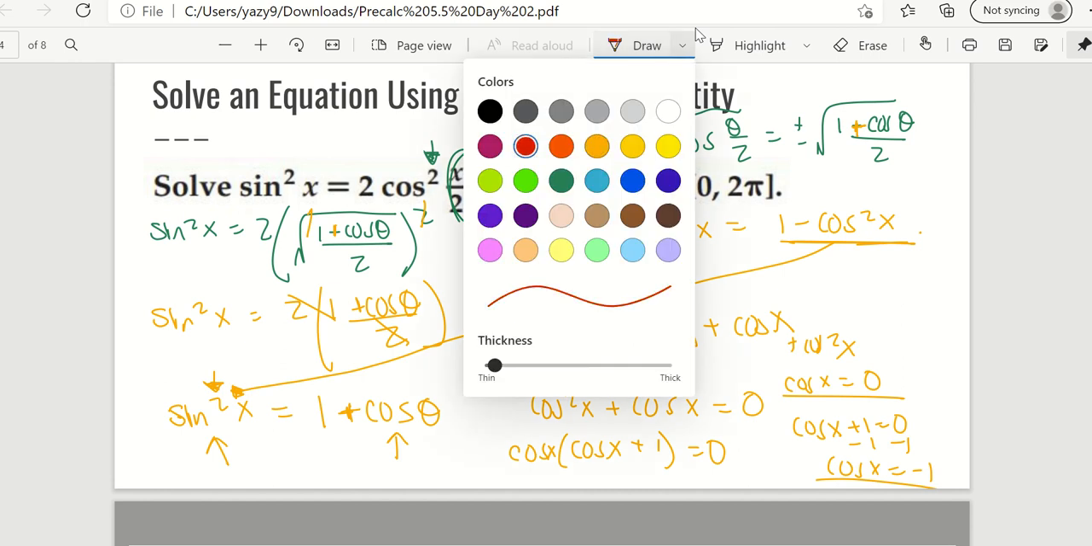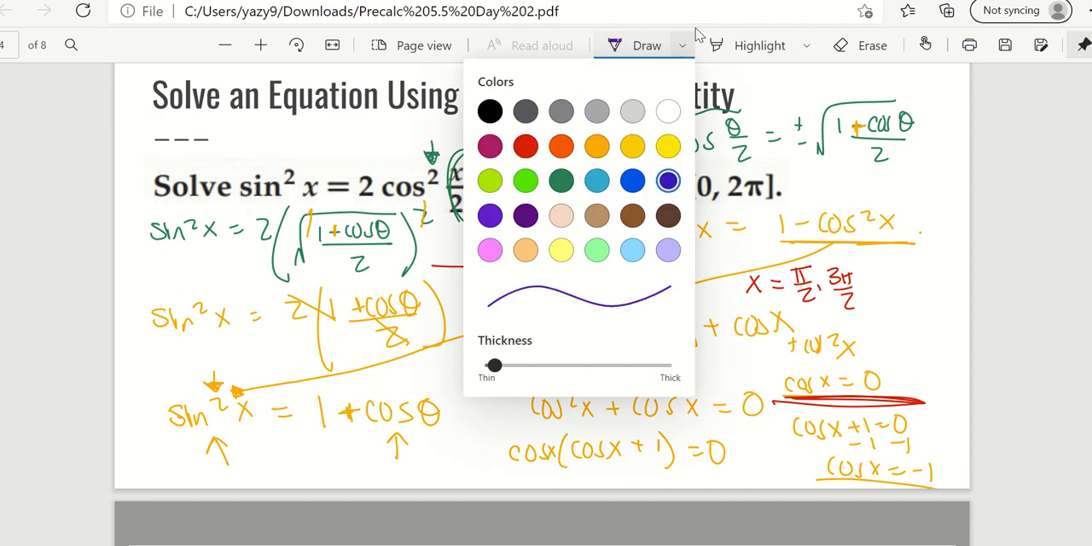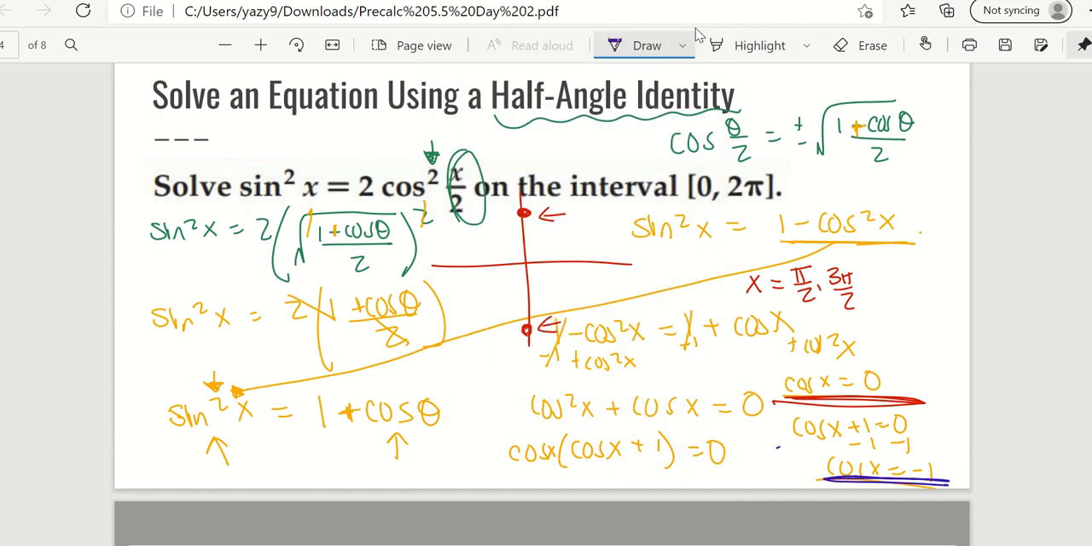So when is the cosine of x equal to 0? Let's tackle that one. Well, cosine is your x value. When is your x value equal to 0? Your x value is equal to 0 here and here. Therefore, x is equal to pi over 2 and 3 pi over 2. All right, let's tackle the second equation, which states that cosine of x equal to -1. When is cosine of x equal to -1? Well, the x value is -1 over here, which is at pi. And so that adds a third answer here, and that's pi.